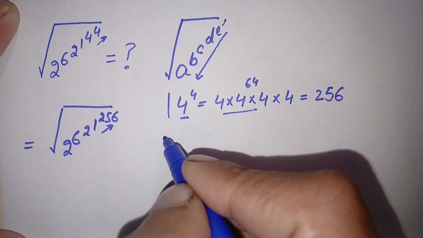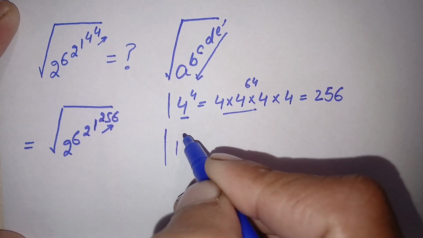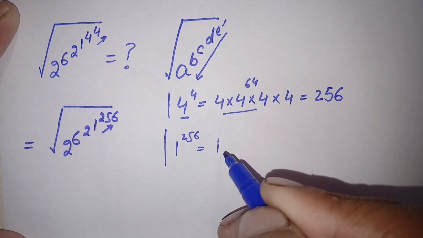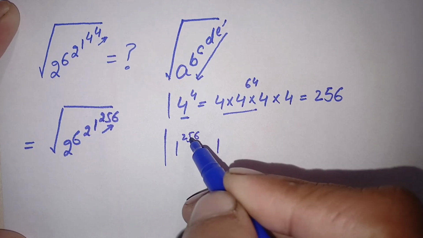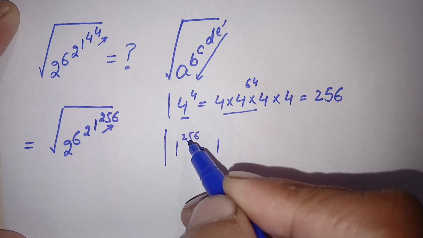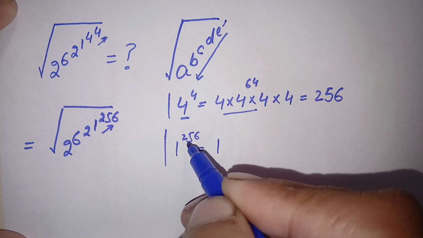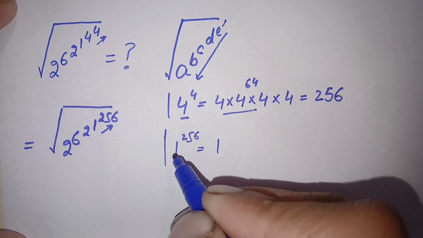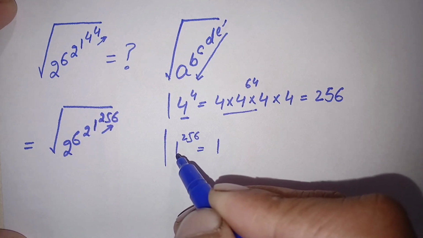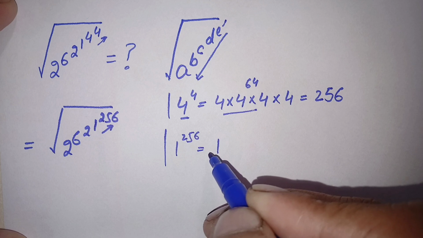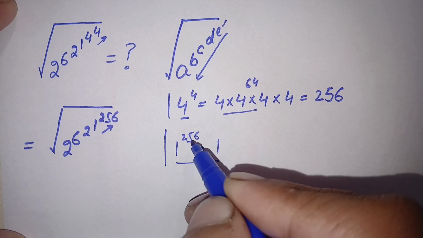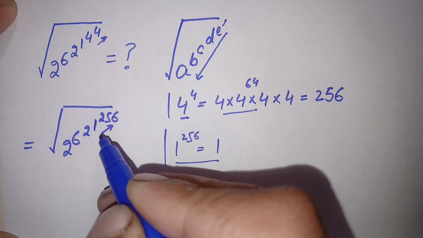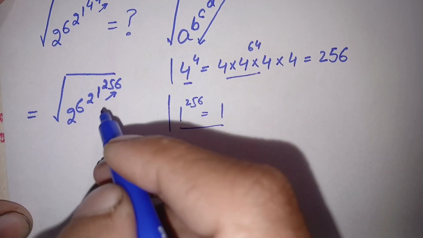Now what is the value of 1 raised to power 256? The value of this number is always 1. This is because if we take any power, smaller or bigger, maybe hundreds, thousands, millions or billions, it is always equal to 1, because multiplying 1 any number of times always gives 1. So the value of 1 raised to power 256 is 1. So we will replace 1 raised to power 256 with 1.